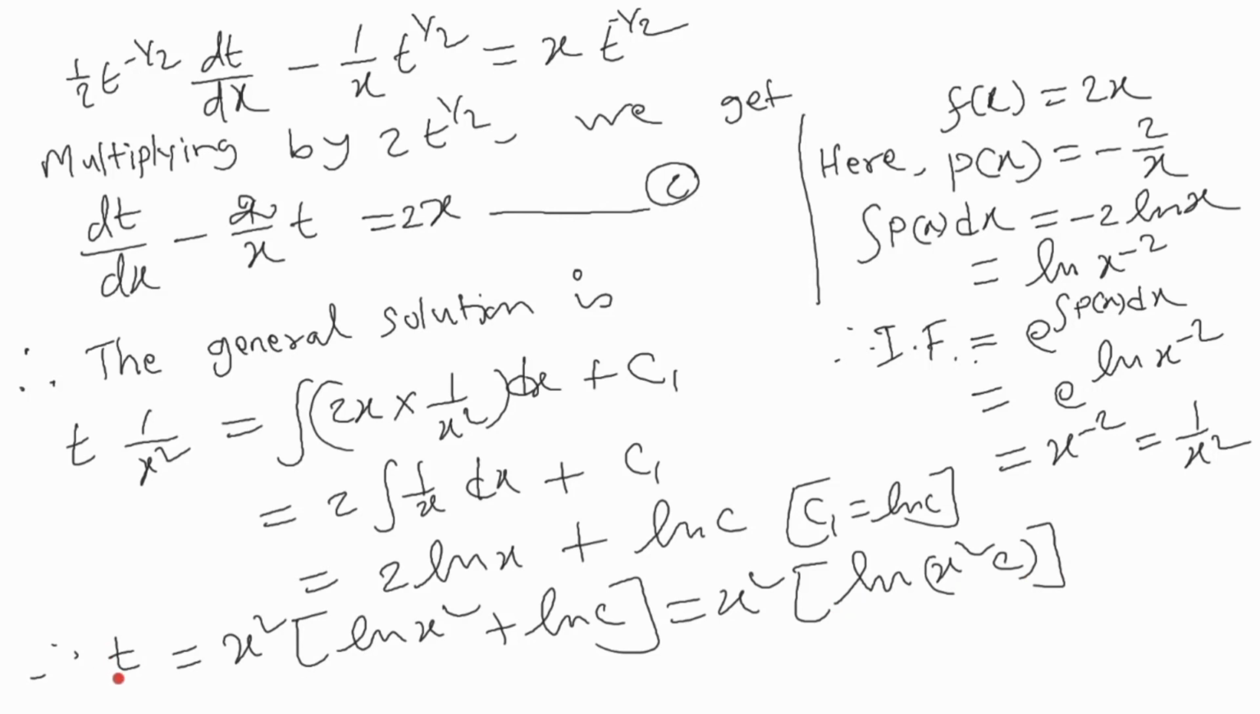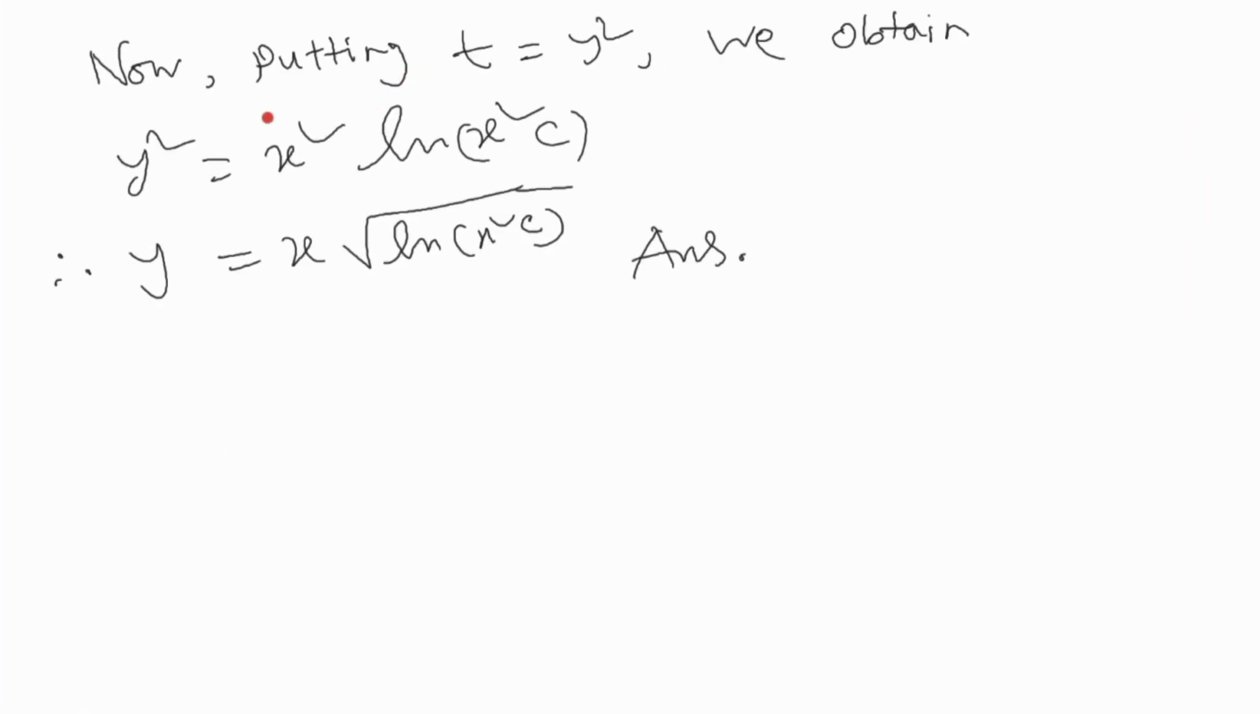Now we have to go back to our given dependent variable y, so we have to replace t by y. You know that t is equal to y squared, so we obtain y squared is equal to x squared ln (x squared c). So y equals x times square root of ln (x squared c). So this is our obtained answer.